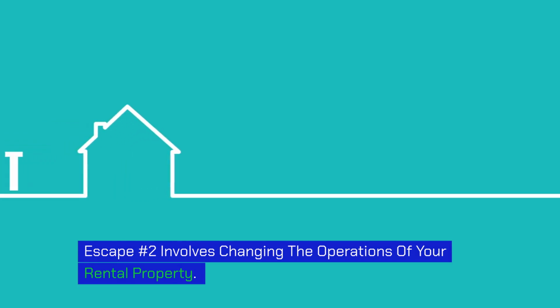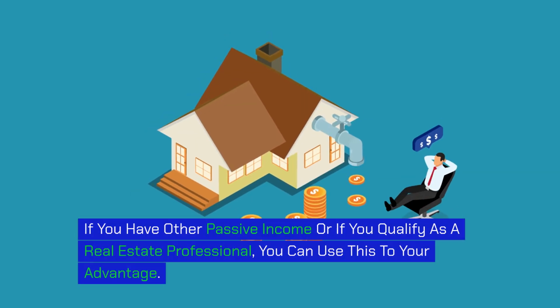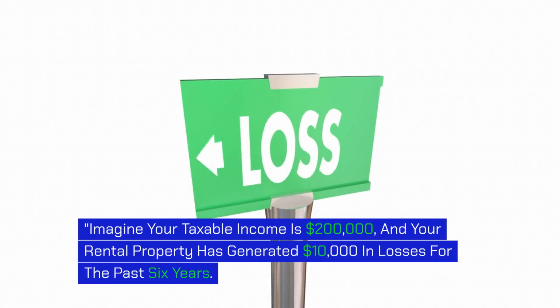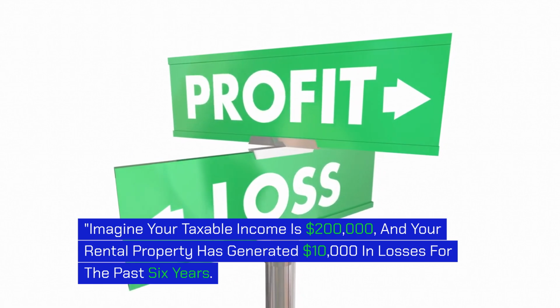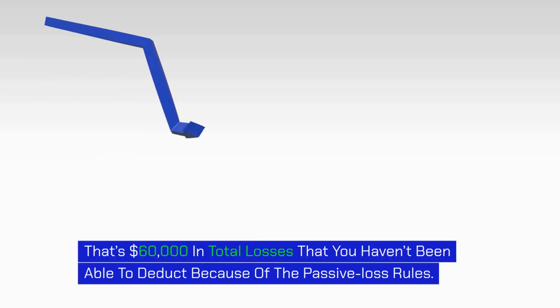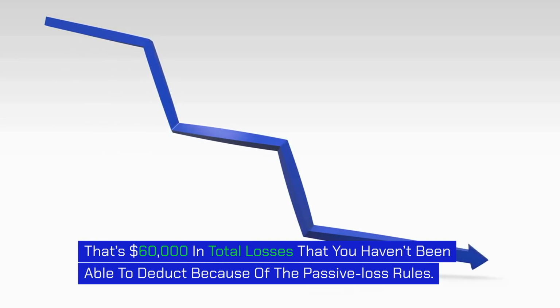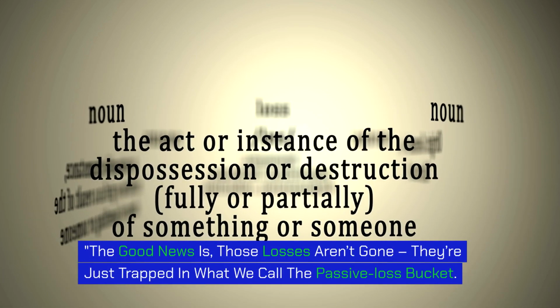Escape number 2 involves changing the operations of your rental property. If you have other passive income, or if you qualify as a real estate professional, you can use this to your advantage. Imagine your taxable income is $200,000, and your rental property has generated $10,000 in losses for the past 6 years. That's $60,000 in total losses that you haven't been able to deduct because of the passive loss rules. The good news is those losses aren't gone. They're just trapped in what we call the passive loss bucket.